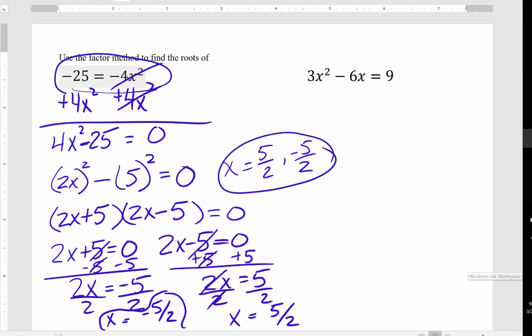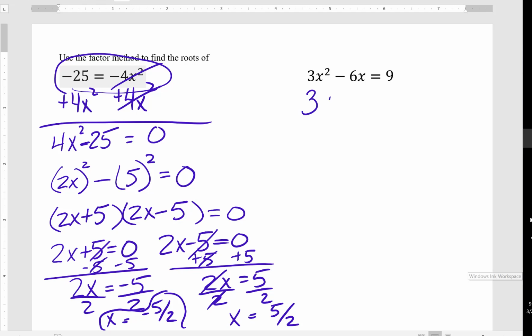All right, so next one, we're going to do the same thing. 3x squared minus 6x equals 9. We're trying to find the roots or the solutions of that equation. I'm going to go ahead and erase this so it's not in the way. All right, so first thing we do is get everything on one side. Get 0 on one side and everything else on the other side. So I'm going to subtract 9 on both sides of this equation, and I'll be left with 3x squared minus 6x minus 9 equals 0.